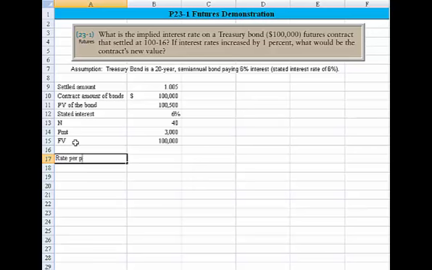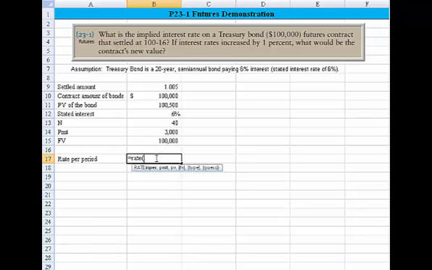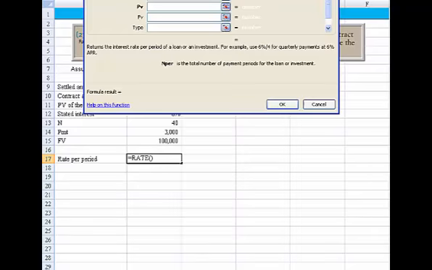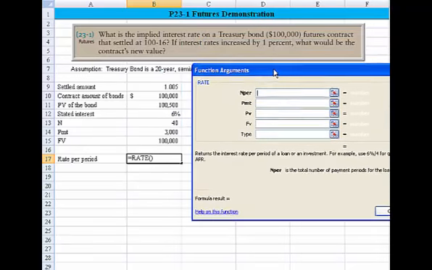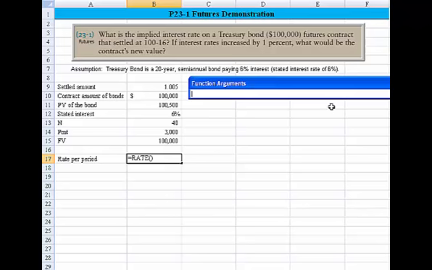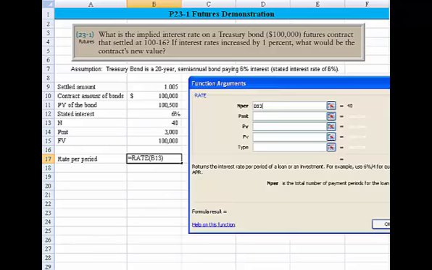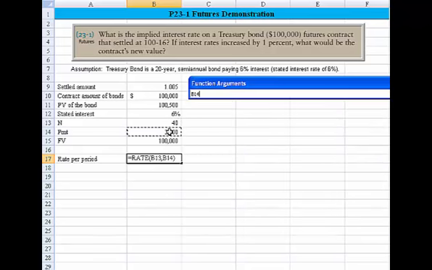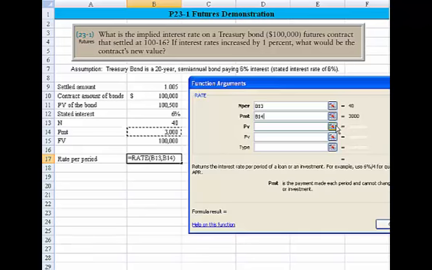Well, we would need to calculate the rate per period, and how we would do that is use Excel's rate function. So the number of periods is 40. Here, why don't I key this in this way, and then hit this button so we get a little pop-up here. I'll move this where you can see it. So the number of periods is 40. The payment amount is the $3,000 on the 100,000 bonds, which is 6% divided by 2. It's paid twice a year.